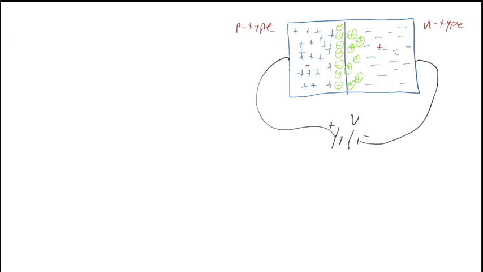If we apply the battery like this, so we have a positive side over here, so that means we've got a plus and a negative voltage like that. It's as if we are adding more holes to this side, and we're adding more electrons to this side. That's what those charges mean.